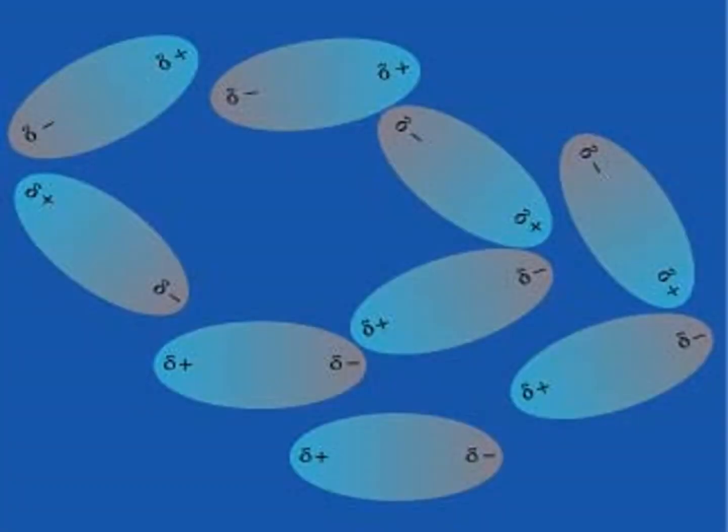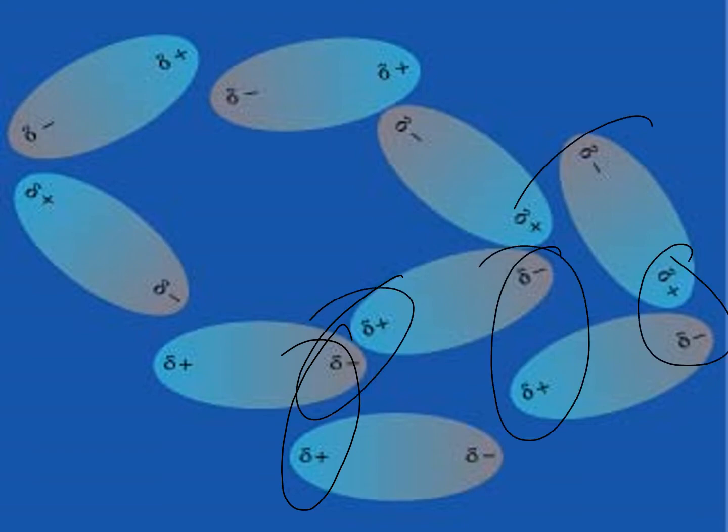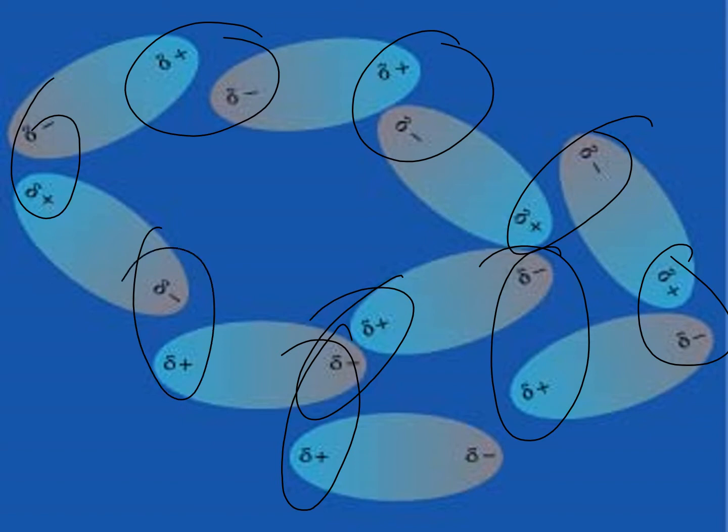Here's an example. Here's a bunch of molecules. We see they're polar, and so we see positive and negative attraction throughout. Molecules will naturally align themselves to maximize these positive-negative attractions. Think of it almost like having a big bucket of magnets. They're going to stick together. North and south ends will stick together. These do the exact same thing.